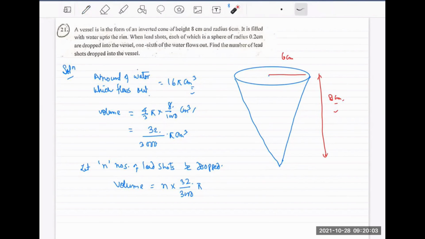Okay, look. When we drop n numbers of lead shots, the space that is supposed to be occupied by the water is now occupied by lead shots. So the water that was there already, it will flow out, right? So the amount of water that flows out will be equal to the volume of n lead shots. Okay, so you have to mention here, therefore, volume of n lead shots is equal to volume of water which flows out.